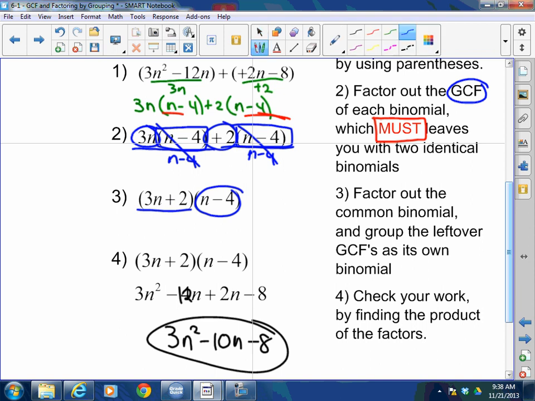Okay, doesn't matter which order. What property allows you to change the order of multiplication without changing the product? The commutative property. Yes, sir. So it does not matter. You could have written it as n minus 4 times 3n plus 2. What you cannot do is mix and match. You can't go 3n minus 4 and n plus 2. You cannot do that, okay?